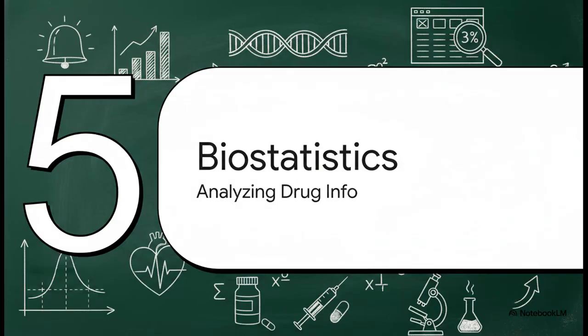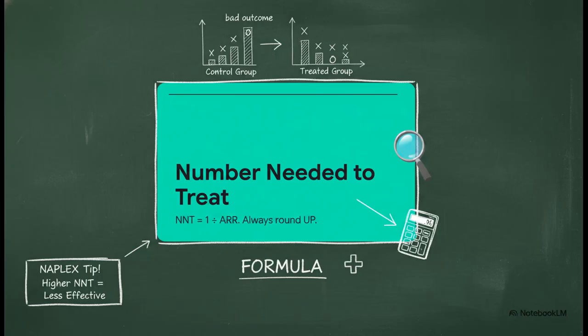Moving on to Section 5, Biostatistics and Days Supply. This is our final major math category. You're going to use this constantly for analyzing drug information, evaluating clinical trials, and interpreting the medical literature. One of the most frequently tested concepts here is the number needed to treat, or NNT. This metric tells us exactly how many patients you must treat with an experimental therapy to prevent one bad outcome compared to the control group.